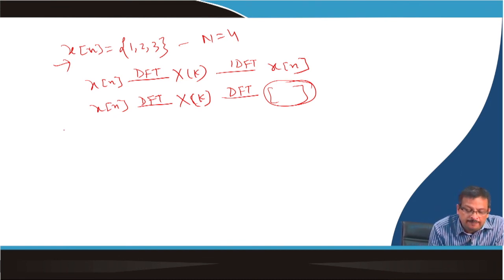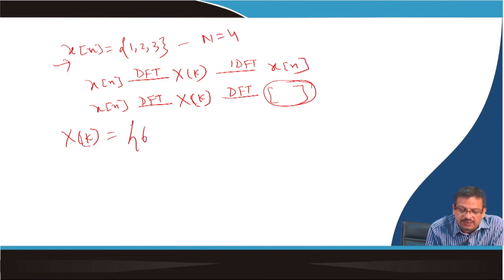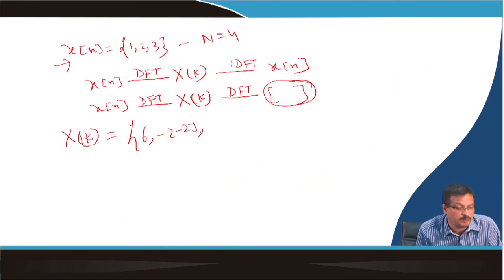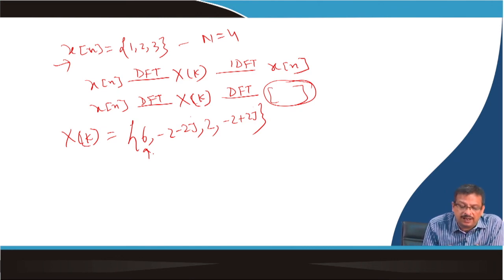So I know the DFT, so I know X[k]. X[k] is equal to, I have already done it, 6, minus 2 minus 2j, second sample is 2, third is minus 2 plus 2j. Okay, this is the 0th sample. Now, if instead of taking inverse DFT, I take the DFT again, so what will I get? Let's say this is x prime[n].